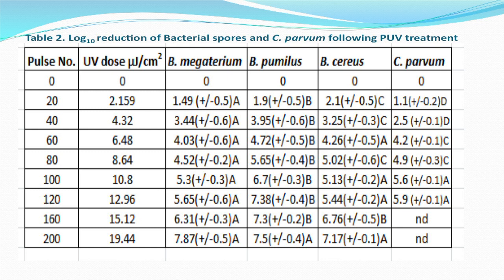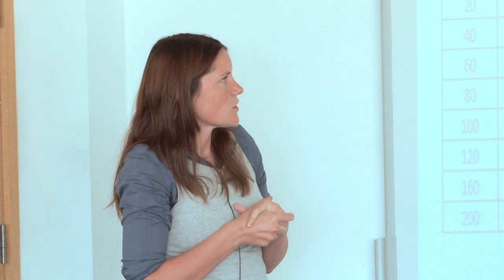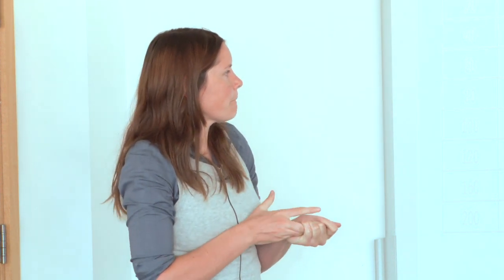And this is with my bench scale UV down in the lab, so you can see that there are very similar inactivation rates. Bacillus pumilus proved to be the most UV sensitive in spore form, and Bacillus cereus proved to be the most resistant. But again, if you keep going up in UV dose, this resistance in Bacillus cereus is eradicated. This also suggests that Bacillus megaterium is showing signs of acting as a surrogate organism for Cryptosporidium parvum, at lab scale anyway.